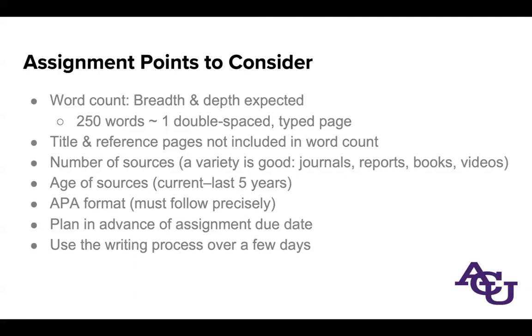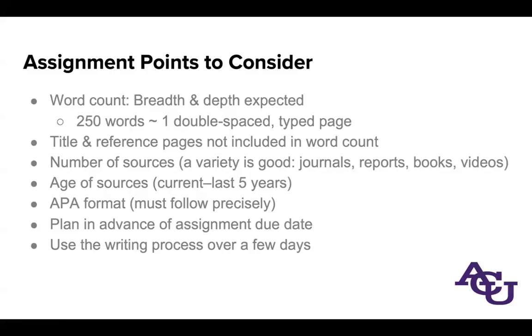Sometimes assignments tell you you have to have a certain number of sources. If it says 3 sources, please make sure you have 3 sources. A variety of sources can be good. You can look at journals, reports, books, and videos. If your course assignment has given you videos or books or journal articles to read, and it says to use the course resources, that's what you should be using.